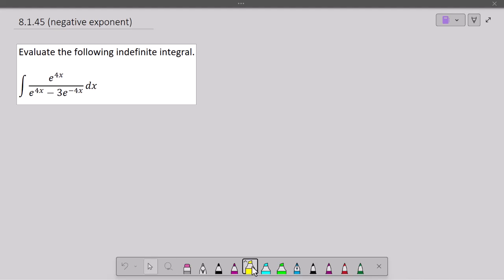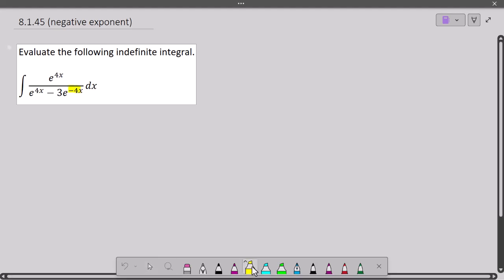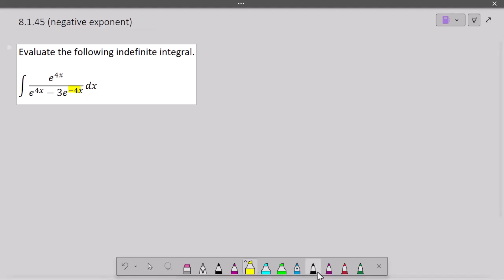In this integral, we notice that there is a negative exponent. Our strategy is going to be to eliminate that negative exponent. And to do that, we are going to multiply the numerator and denominator by e to the 4x. And we're going to do that because e to the negative 4x times e to the 4x is 1.